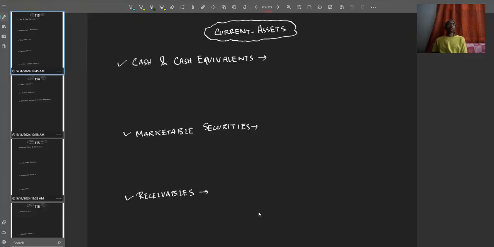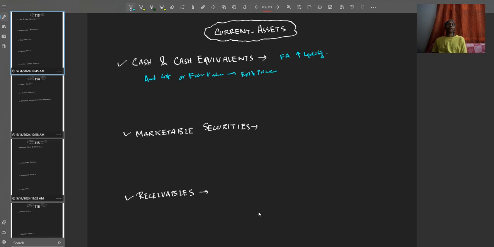Cash and cash equivalents. So cash and cash equivalents are basically financial assets with the highest amount of liquidity. Now, being financial assets, they are either recorded at amortized cost, or fair value. Fair value means price at exit.